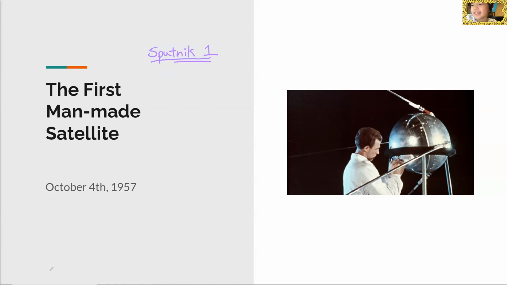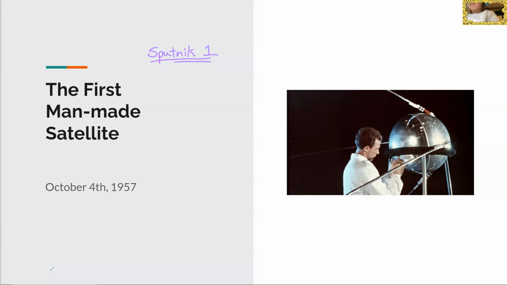Sputnik 1. That's kind of weird. Yeah, because Sputnik is actually Russian. It means traveler in Russian. So Sputnik is this really small object, basically a sphere you can see on the screen, that was launched into orbit, which means it is circling Earth. That's what orbit means.